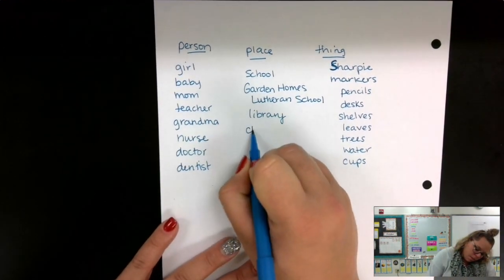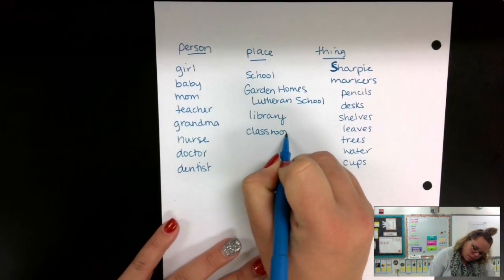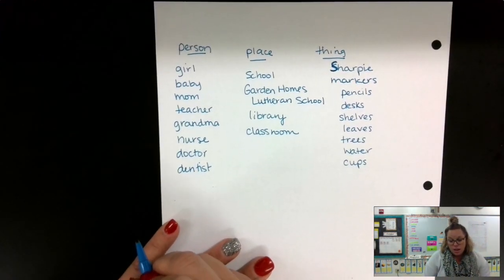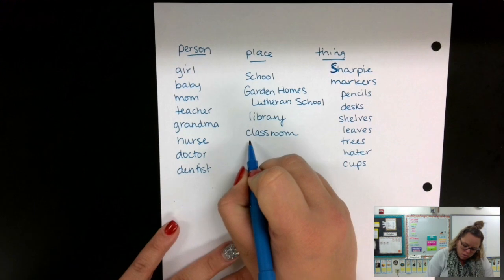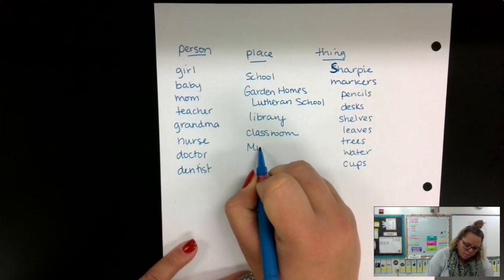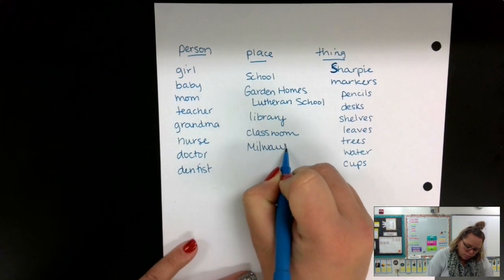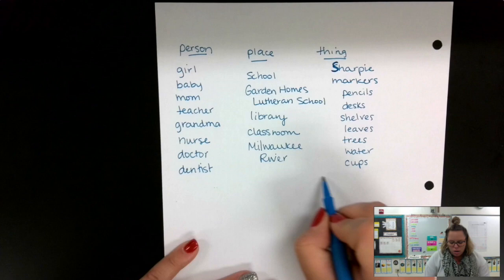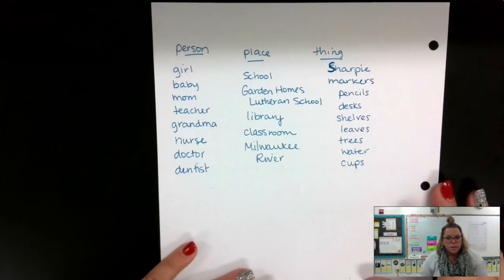You could be talking about a classroom. That would be a place. If you would give the specific name of a lake, that would be a place. When you're talking about a lake or a river, I could say the Milwaukee River. That's a place. It could also be a thing, depending on your sentence.